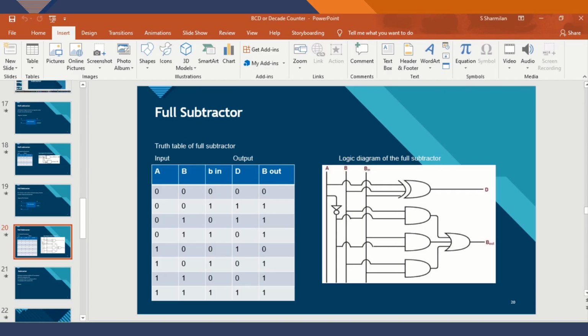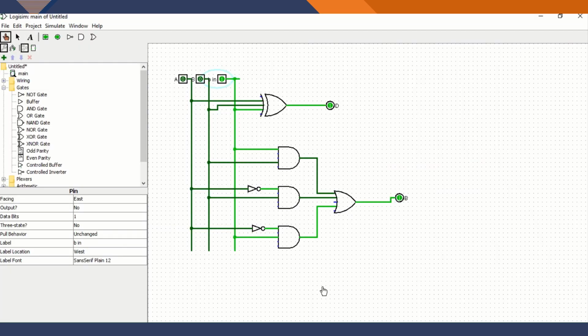Next I am going to check A equals 0, B equal 1, B in equal 0. Here I am going to change A equals 0, B equal 1, B in equal 0. Here my output is also the same. That means difference D equal 1, borrow B equal 1.